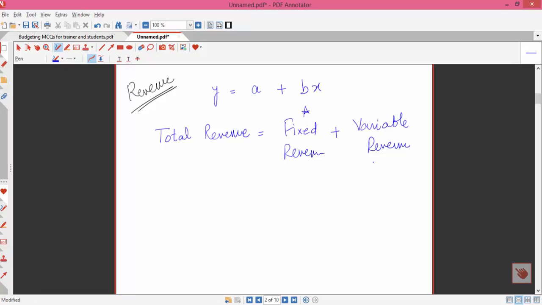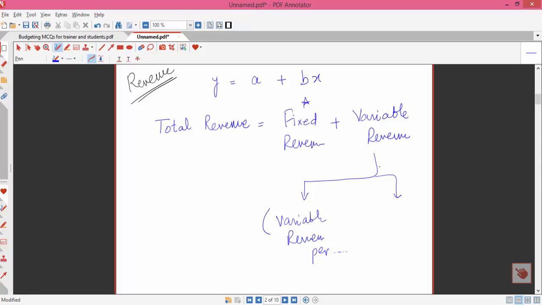If you talk about variable revenue, again I will break it down into two components. The B is the variable revenue per variable that you can say X, whatever X we will take, so it is on a per unit basis. So for example, I am saying that variable revenue per. Now what per? This can be different in different scenarios.